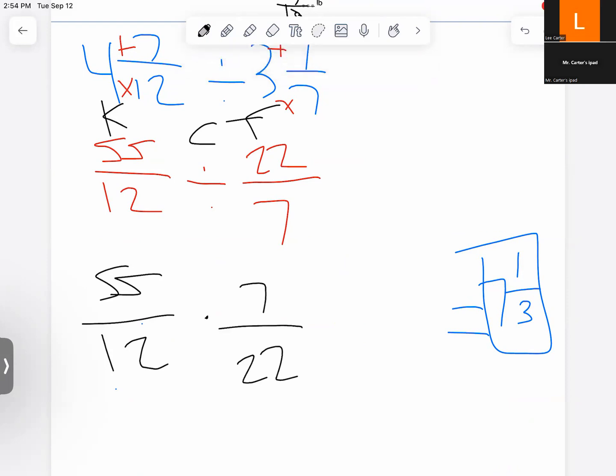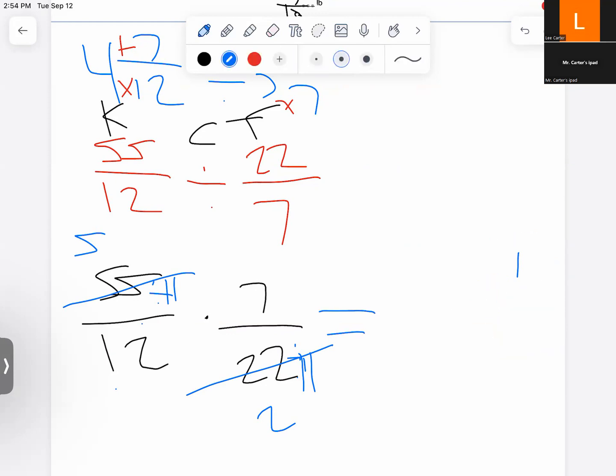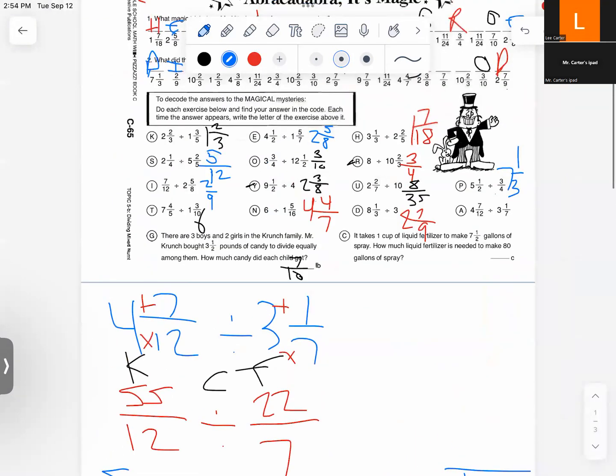All right, now the key to this one is recognizing that this has a factor of 11. Otherwise, you're going to end up with a bunch of big multiplication. So 22 divided by 11 is 2. 55 divided by 11 is 5. Then we have 5 times 7 is 35. 12 times 2 is 24. And that's going to leave us 1 and a leftover of 11 over 24 when you divide that. 1 and 11/24.